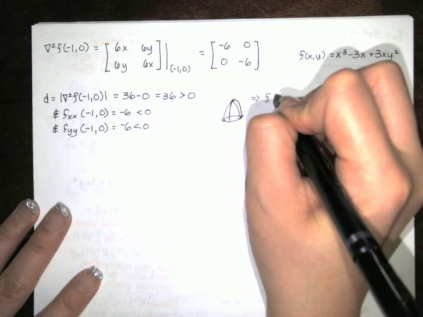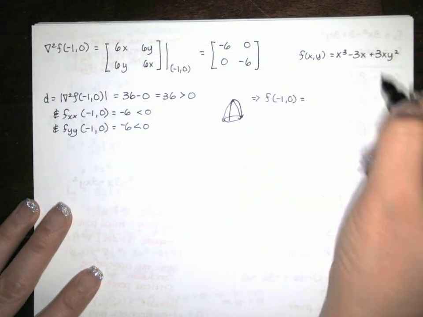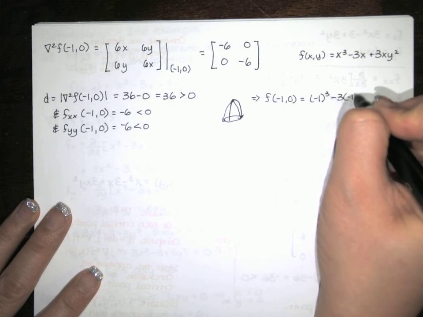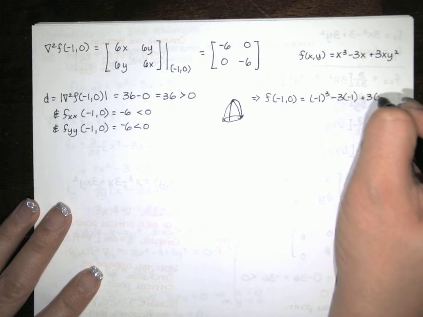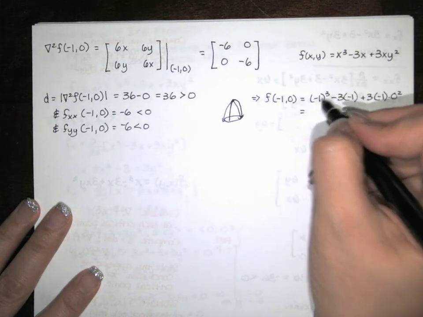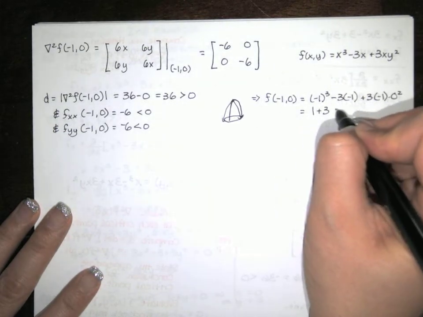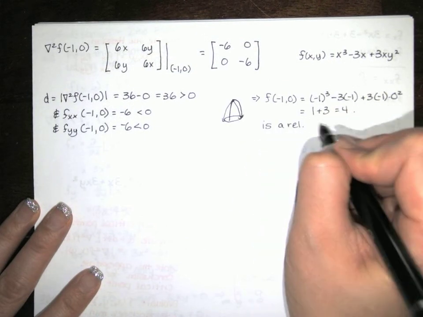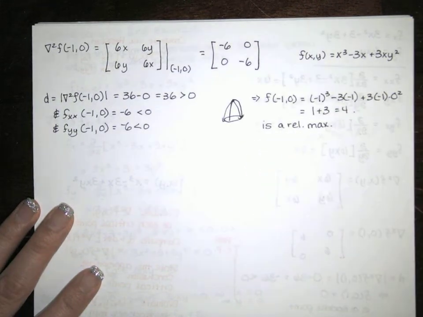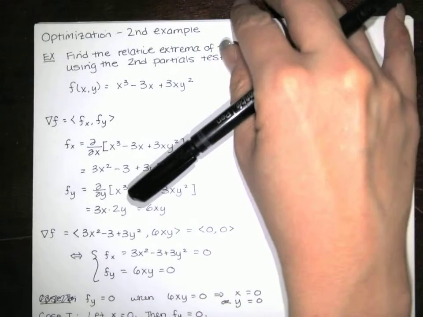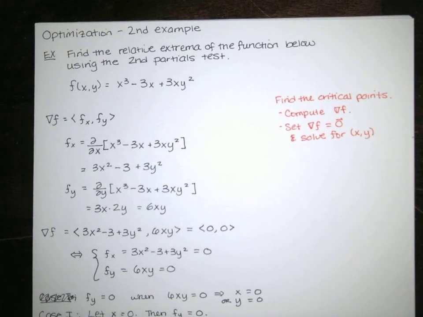So f of -1, 0, that's -1 cubed minus 3 times -1 plus 3 times -1 times 0 squared. So that ends up being 1 plus 3, that's 4. That's a relative max. Okay, it's not too bad, guys. This is a very typical optimization problem.